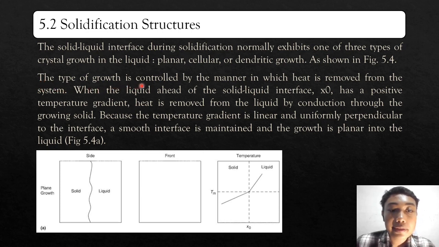The type of growth is controlled by the manner in which heat is removed from the system. When the liquid ahead of the solid-liquid interface has a positive temperature gradient, heat is removed from the liquid by conduction through the growing solid. Because the temperature gradient is linear and uniformly perpendicular to the interface, a smooth interface is maintained and growth is planar into the liquid.